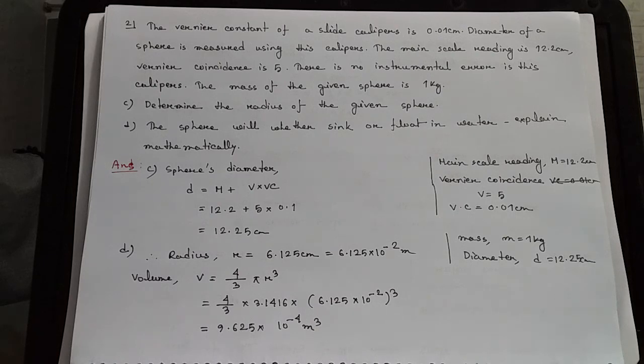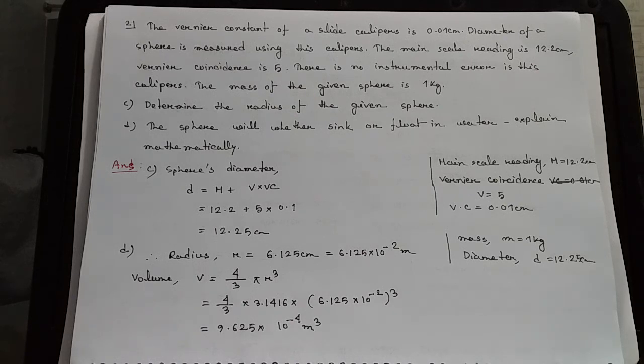Here the main scale reading m equals 12.2 centimeter, Vernier coincidence is 5, and Vernier constant is 0.01 centimeter. Then the sphere's diameter, the same law, same equation again, d equals m plus v into vc, and putting the values here we get the sphere's diameter is 12.25 centimeter. We have taken the values in centimeter and haven't made any change, so we get the result in centimeter.